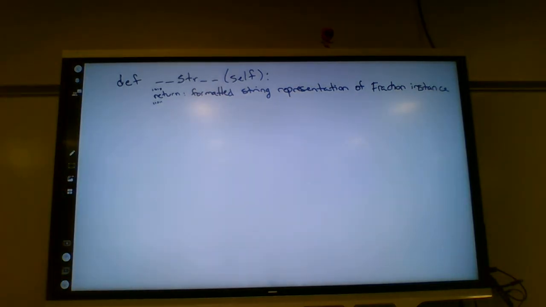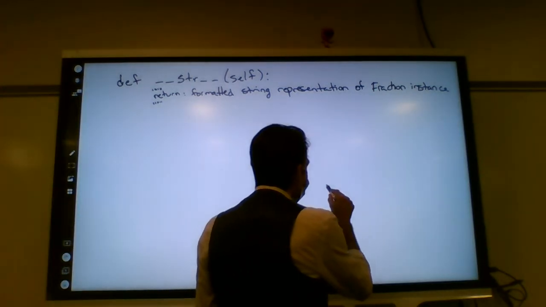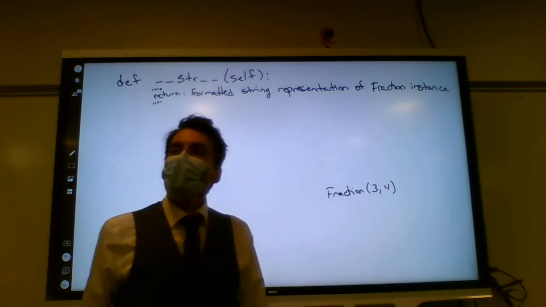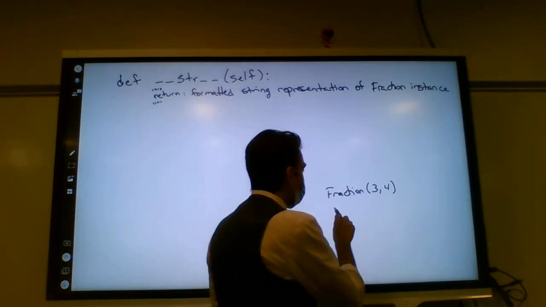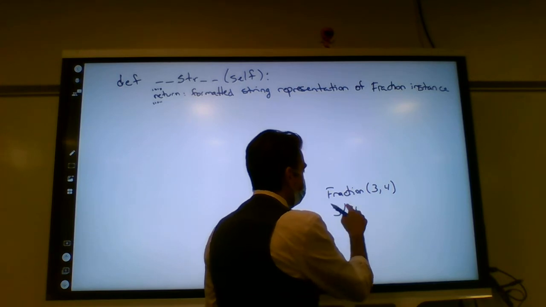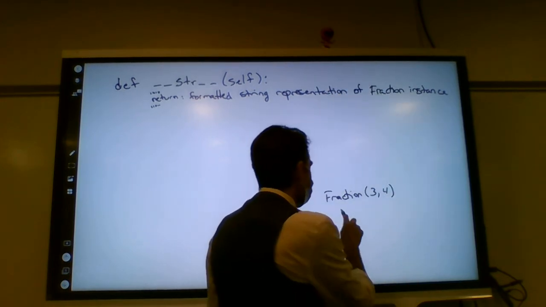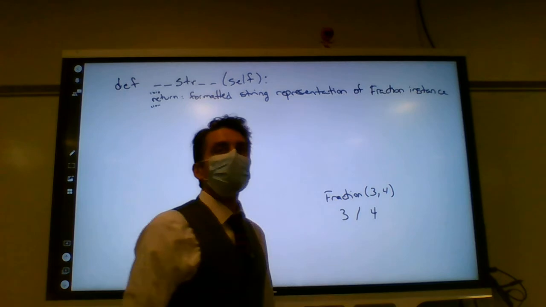Return a formatted string representation of an instance of the fraction class, right? So we want to describe what's happening there, but there's no input to it. This is a method that anytime we say print something, this method is going to be called. All right, so let's think about it. If we had fraction 3, 4, and we said print that, we want it to print like that.